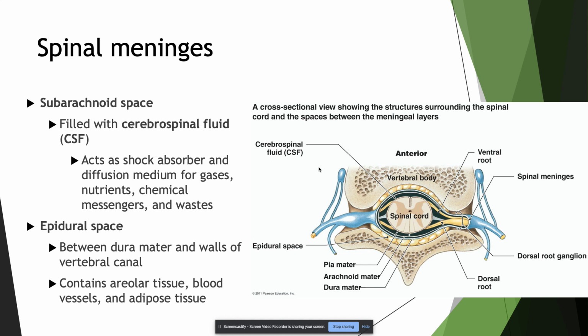The spinal meninges accompany the dorsal and ventral roots as they pass through the intervertebral foramina, and the meningeal membranes are continuous with the connective tissues that surround the spinal nerves and their peripheral branches.